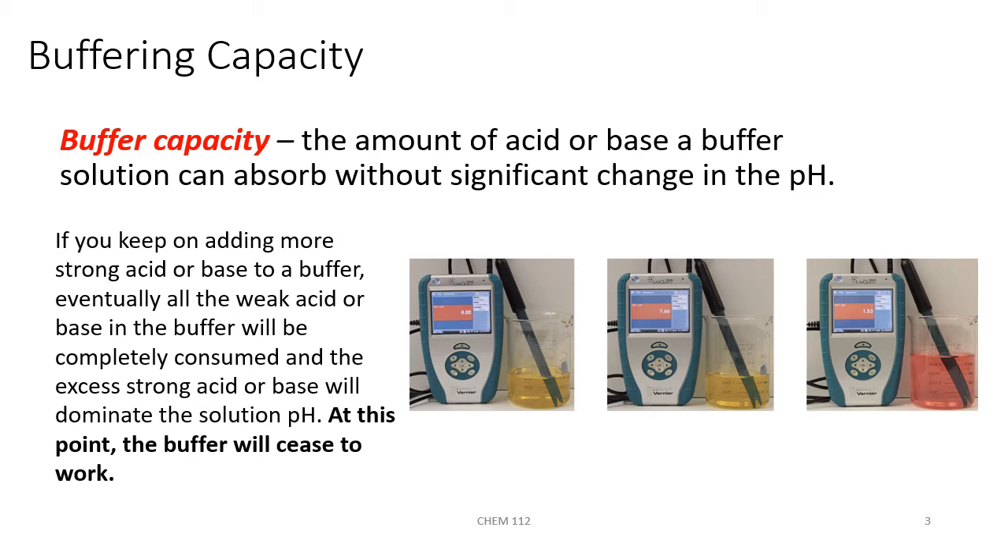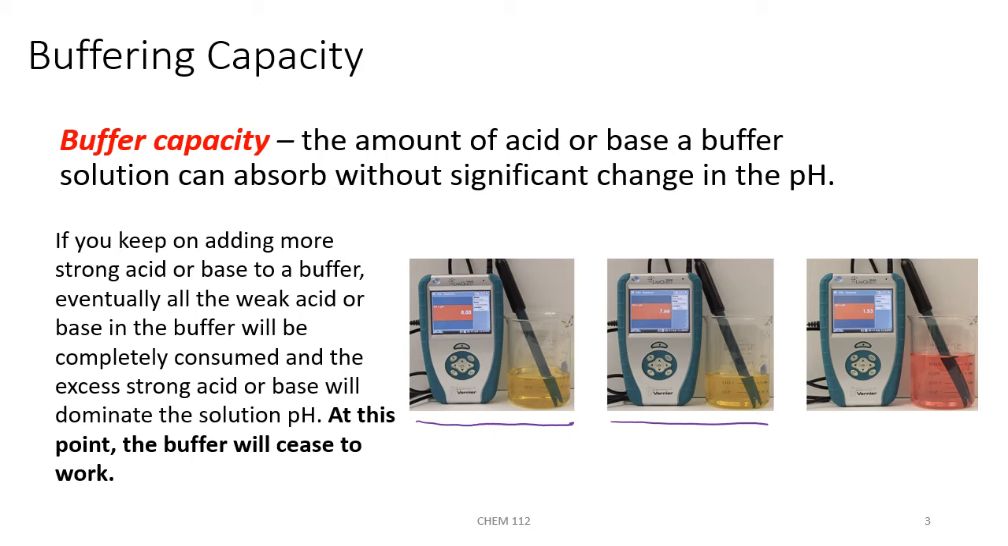So if we look at the pictures on the right here, in this first one, the pH is measured at 8 of our buffer solution. And then we can imagine what would happen if we start adding some strong acid to it. If we add a bit of strong acid to our buffer solution, some of that strong acid can be absorbed by reacting with the conjugate base portion of the buffer. And we notice in the second picture, the pH has dropped from 8 down to 7.66.